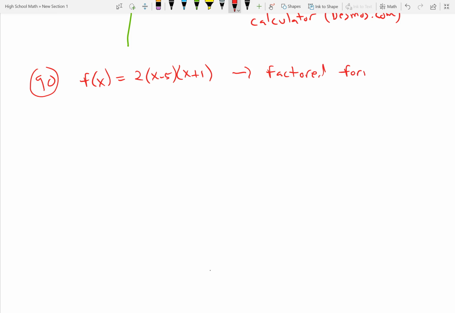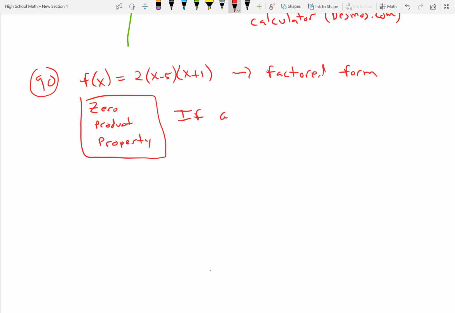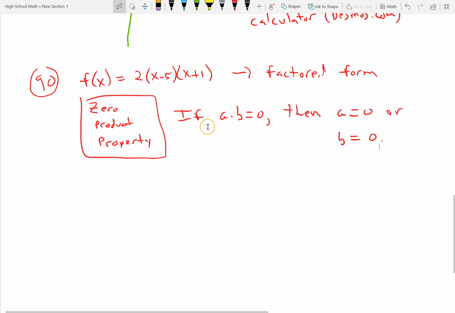What's nice about this factored form, and one of the key concepts that this activity seems to be driving on, is what's called the zero product property. The zero product property says if you have two things multiplied together, if a times b is equal to 0, then one of them has to be 0. Then a equals 0 or b equals 0. And in this case, we mean it can be both of them. So we exploit that here.